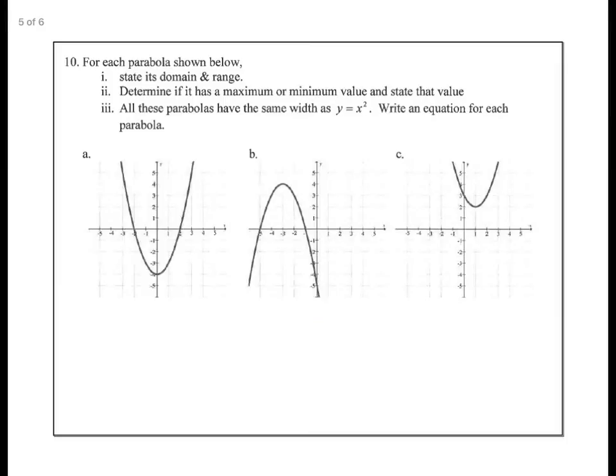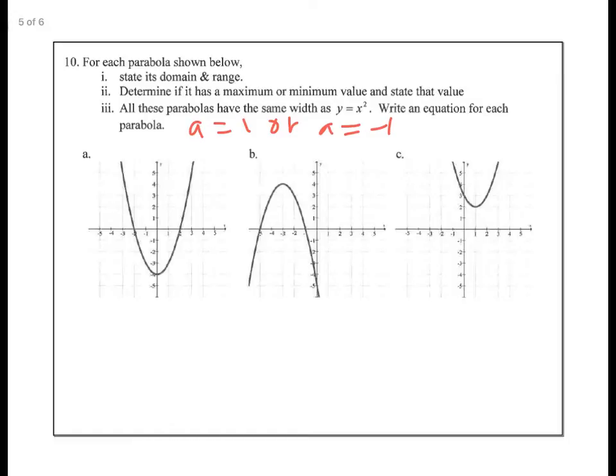Alright, for each parabola shown below, state its domain and range, determine if it has a max or min and state that value, and write an equation. Important thing here, they say the equation has the same width as y equals x squared. What that means is that a is going to be 1 or a is negative 1. So you just have to know whether it opens up or down, and then you know your a value.